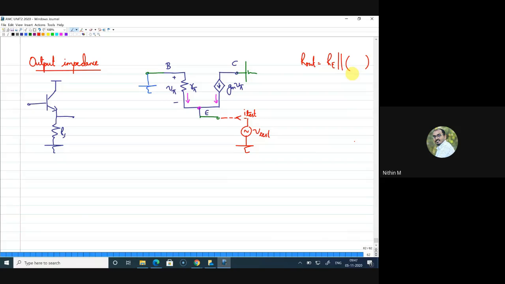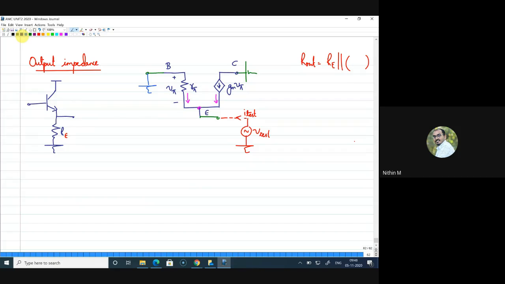So any answers? 1 by Gm parallel to R pi parallel to Re. Okay. Any other answers? R pi parallel to Re parallel 1 by Gm. Re parallel to R pi. Okay. All right. Let us see. Okay, it is Re. Yes, Karthik, it is Re. Sorry.